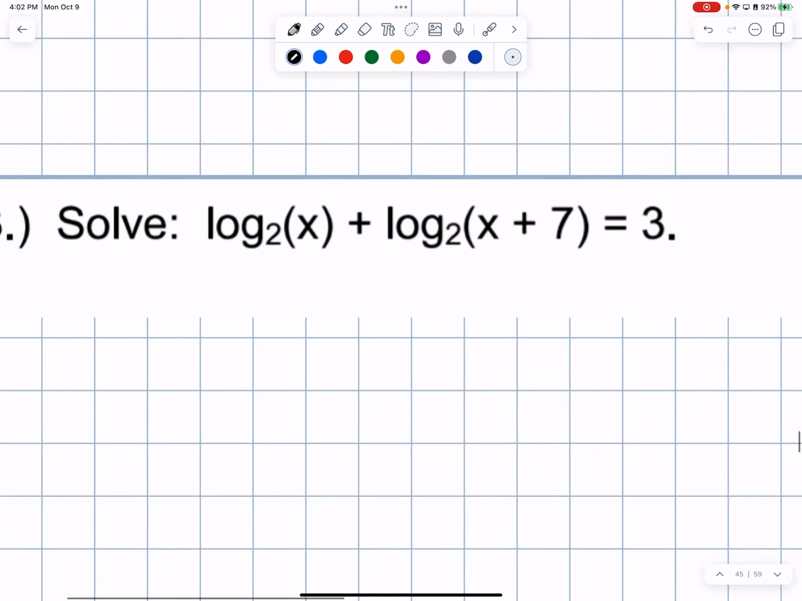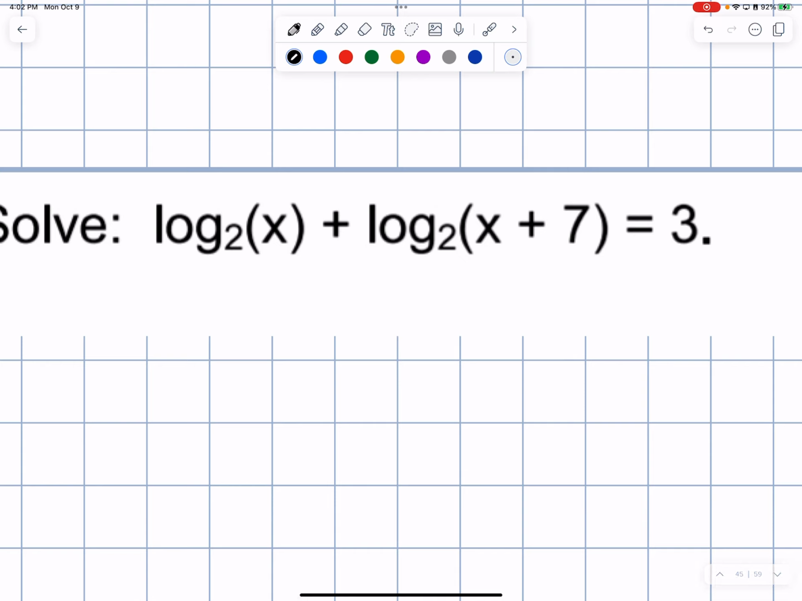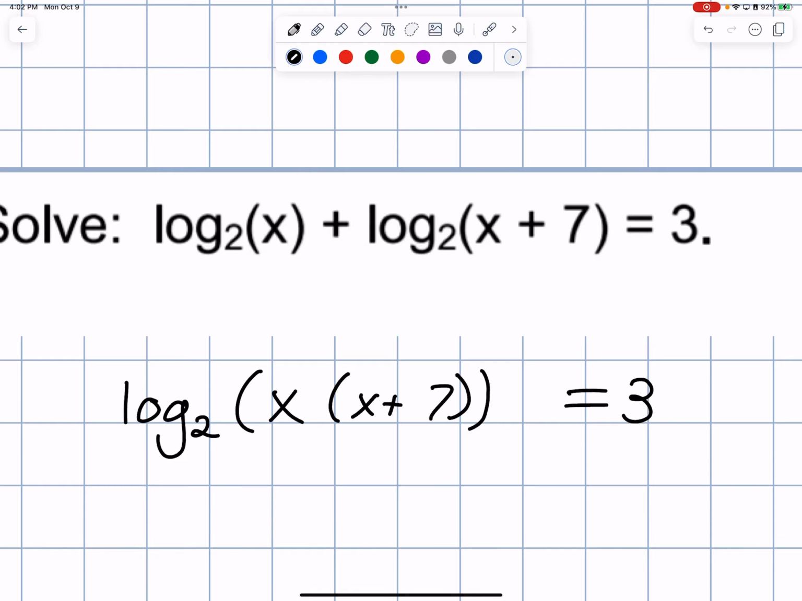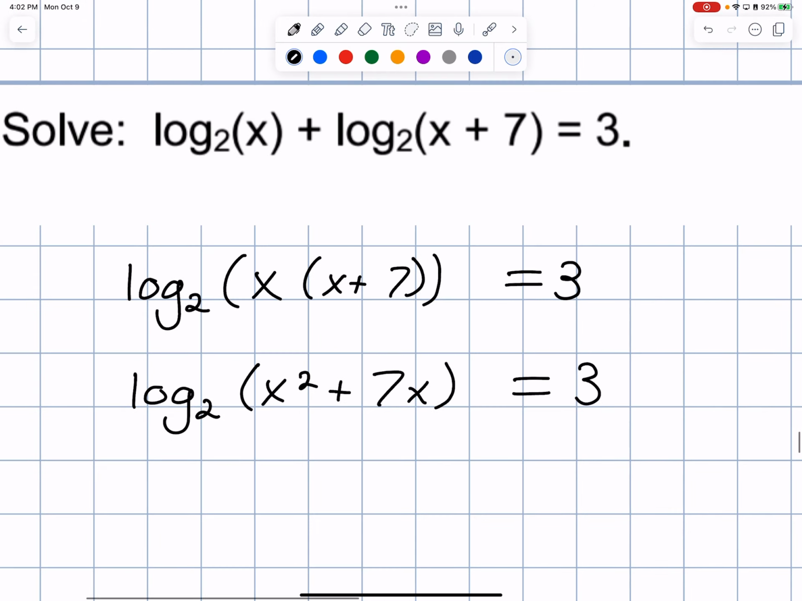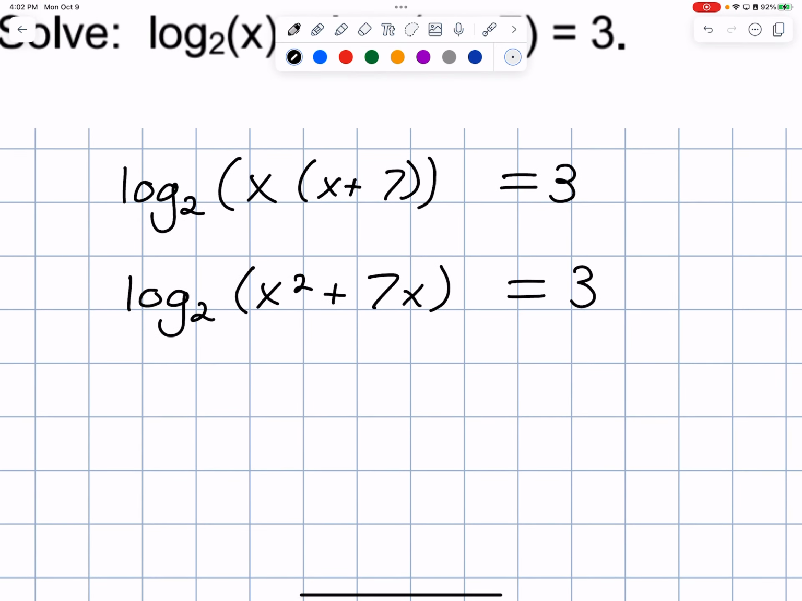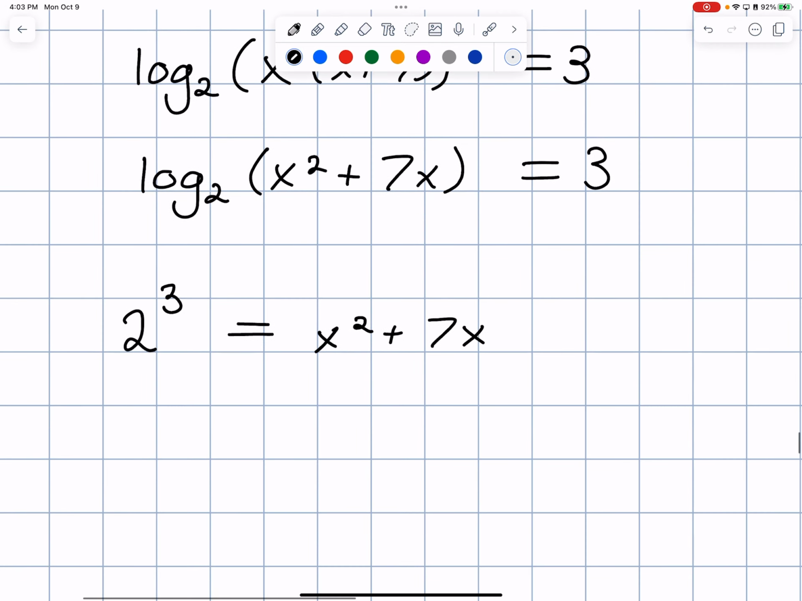Same idea. We've got two logarithms added. I'm going to write it as a multiplication. This is the log base 2 of x times x plus 7 equals 3. And then that's just the log base 2 of x squared plus 7x. Now it's written as a logarithm. Let's rewrite it as an exponential. So we've got our base is 2, so that means 2 to the power 3 is equal to x squared plus 7x. 2 cubed is 8.